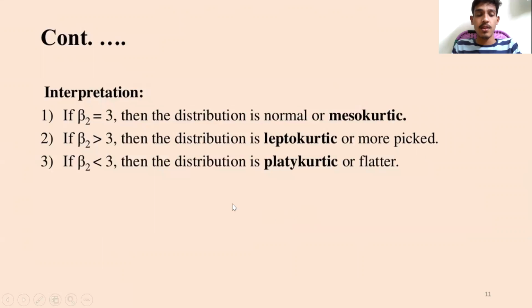Next, here is the interpretation of the measure of kurtosis using moments. If beta 2 is equal to 3, then the distribution is normal and called mesokurtic. If beta 2 value is greater than 3, then the distribution is leptokurtic, or more peaked. If beta 2 is less than 3, then the distribution is platykurtic, which means flatter.